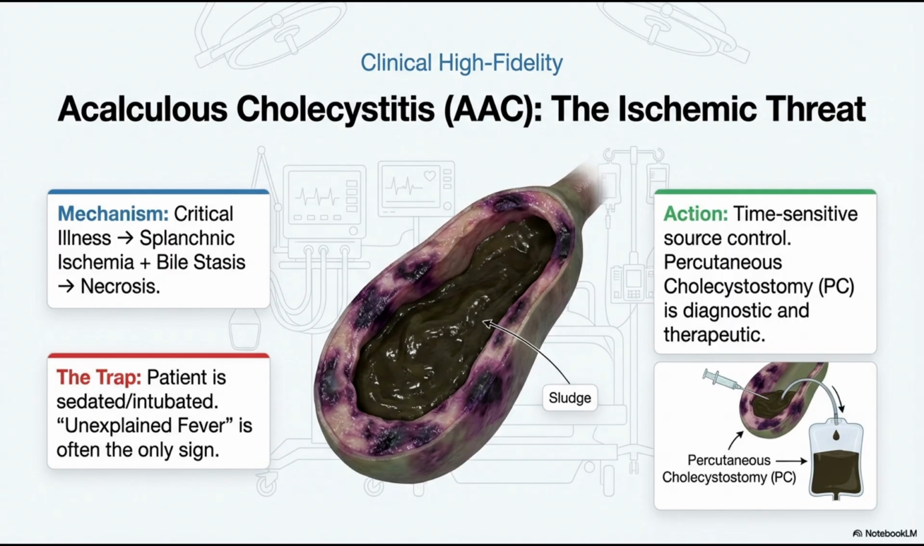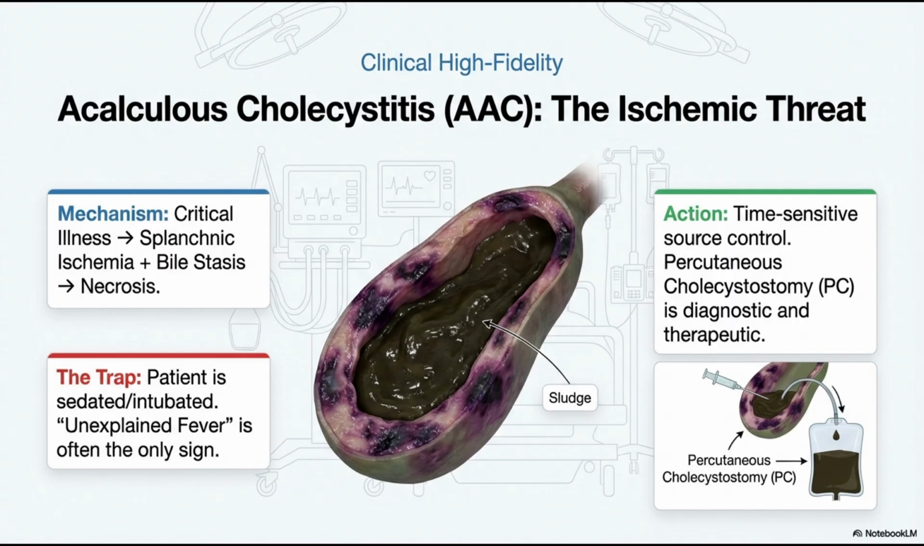The diagnosis is a nightmare because these patients are sedated and intubated. Exactly. They can't tell you they have a positive Murphy sign. You just see an unexplained fever or a sepsis that isn't clearing despite broad-spectrum antibiotics. Ultrasound can be equivocal. You might see a thick wall or some sludge. But is it inflammation or just edema from their critical illness? A CT scan is often more helpful to look for pericholecystic inflammation or gas in the wall.